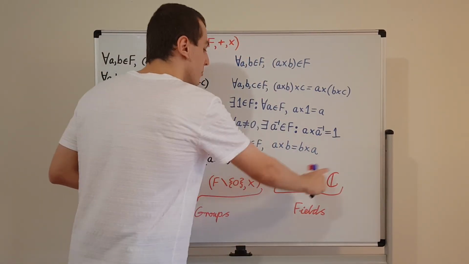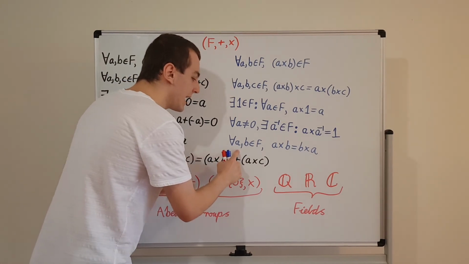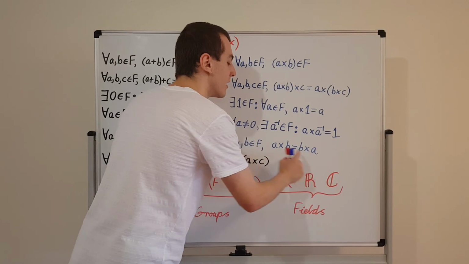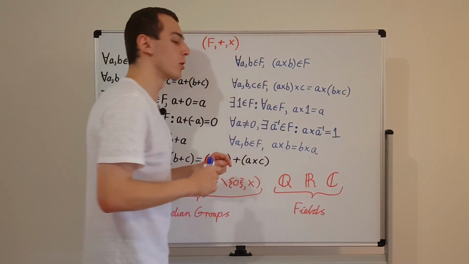Now let's have a look at this commutativity property. For all A and B in the field, A times B is equal to B times A. The order does not matter when you're multiplying numbers.